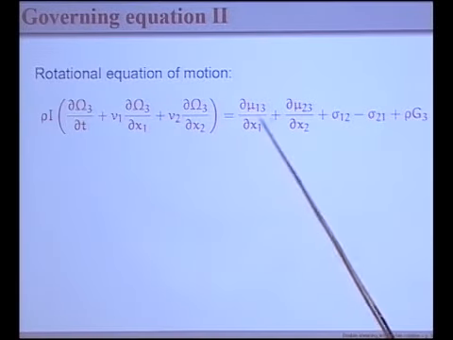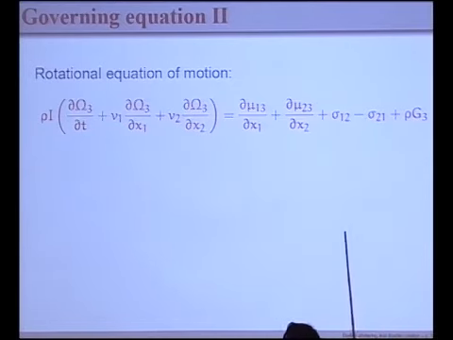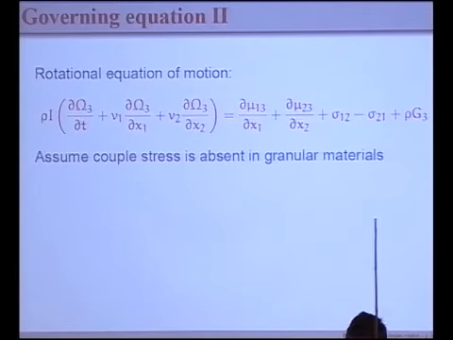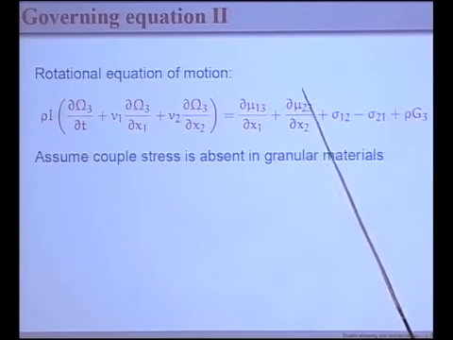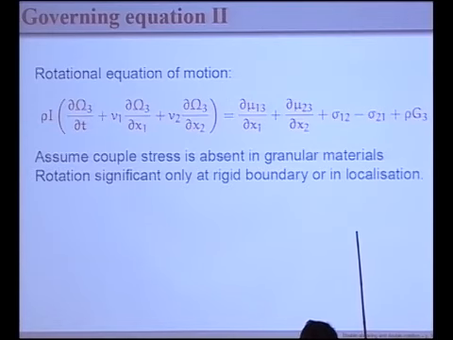Recall mu was the couple stress. Here is the difference between the shear stresses in the plane. What I really want to do is to reduce this back to the usual rotational equation as quickly as possible. The idea is that, firstly, couple stress is somehow linked into the gradient of the rotation, and I don't believe that's important for granular materials. So I'm going to just cross out these terms, and if you like, just hope that that works out okay. If it didn't, one would have to introduce back the couple stress.